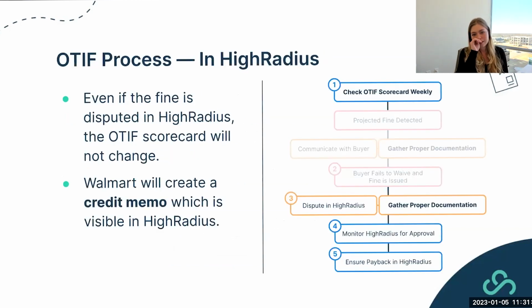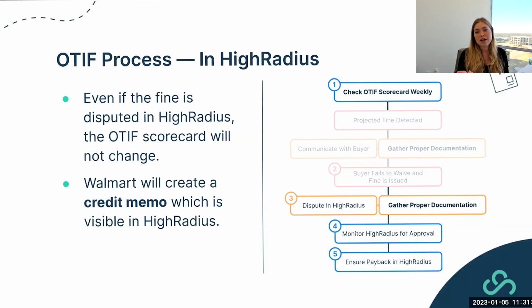Okay, so what is the OTIF process for HighRadius? Even if the fine is disputed through HighRadius, your OTIF scorecard is not going to change. And Walmart is going to credit a memo, which is going to be visible in HighRadius. It's been 2 weeks after you saw the projected fine in your OTIF scorecard. It's then going to pop up in HighRadius, and it's going to be an invoice that you need to go and dispute, or you need to pay.